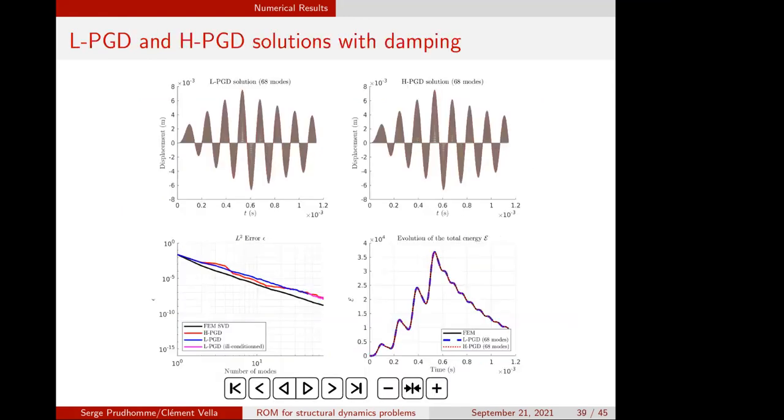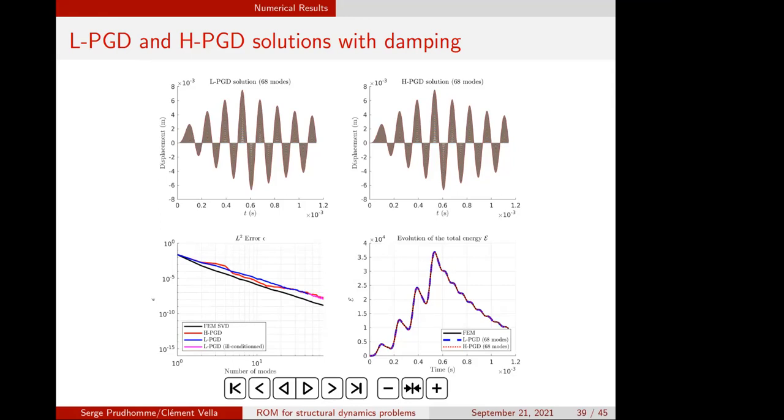Here are the results. So I'm going to show now with 68 modes. The result, LPGD, HPGD, just fine until 68 modes, exactly the same. The error follows the same rate, more or less, and the total energy is well captured.